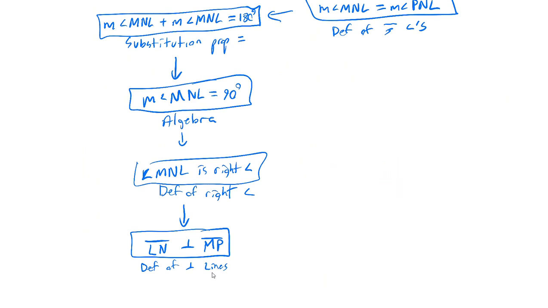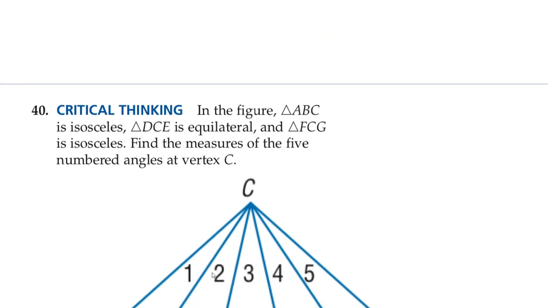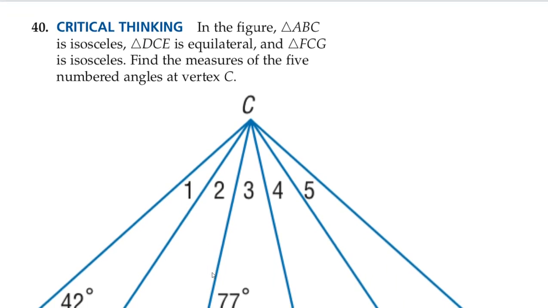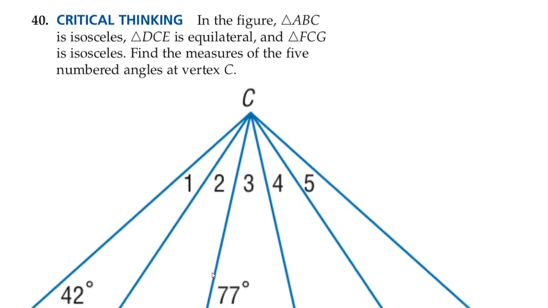Whew! All right, you guys, I hope you enjoyed it. I'm going to do this last little puzzle. Okay, in the figure, triangle ABC is isosceles and DCE is equilateral. And this other one's isosceles. Find the measures of these angles.